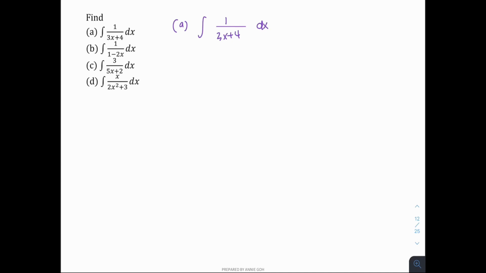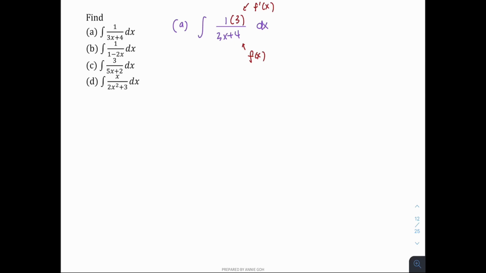So you have to recognize this fraction as the type that you can integrate by using ln. The bottom part should be f(x), and the upper part should be f'(x). So the first thing you need to do is try to differentiate the bottom. When you differentiate 3x plus 4, we should have a 3. So I'll add in the 3 here, but this will change the question.